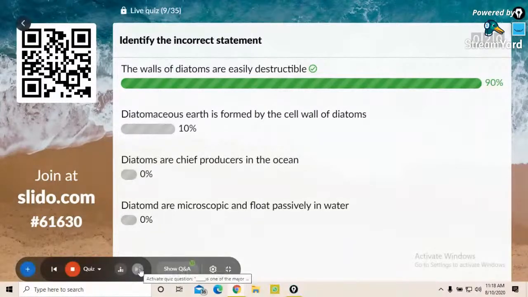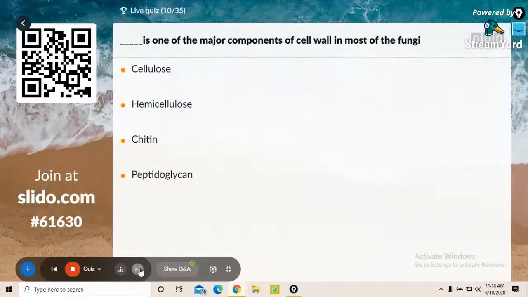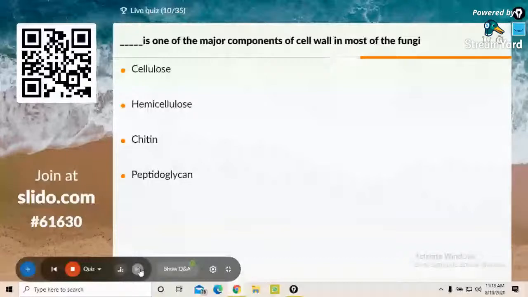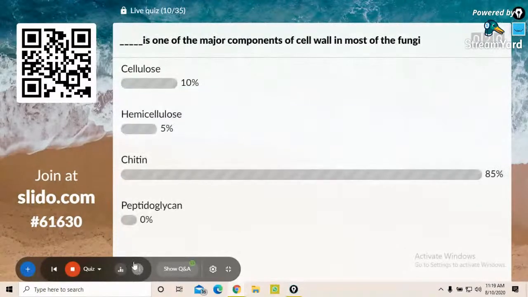10th question on the screen. Dash is one of the major components of cell wall in most of the fungi. Cellulose, hemicellulose, chitin, peptidoglycan. Major components of the cell wall in most of the fungi. Cellulose, hemicellulose, chitin.